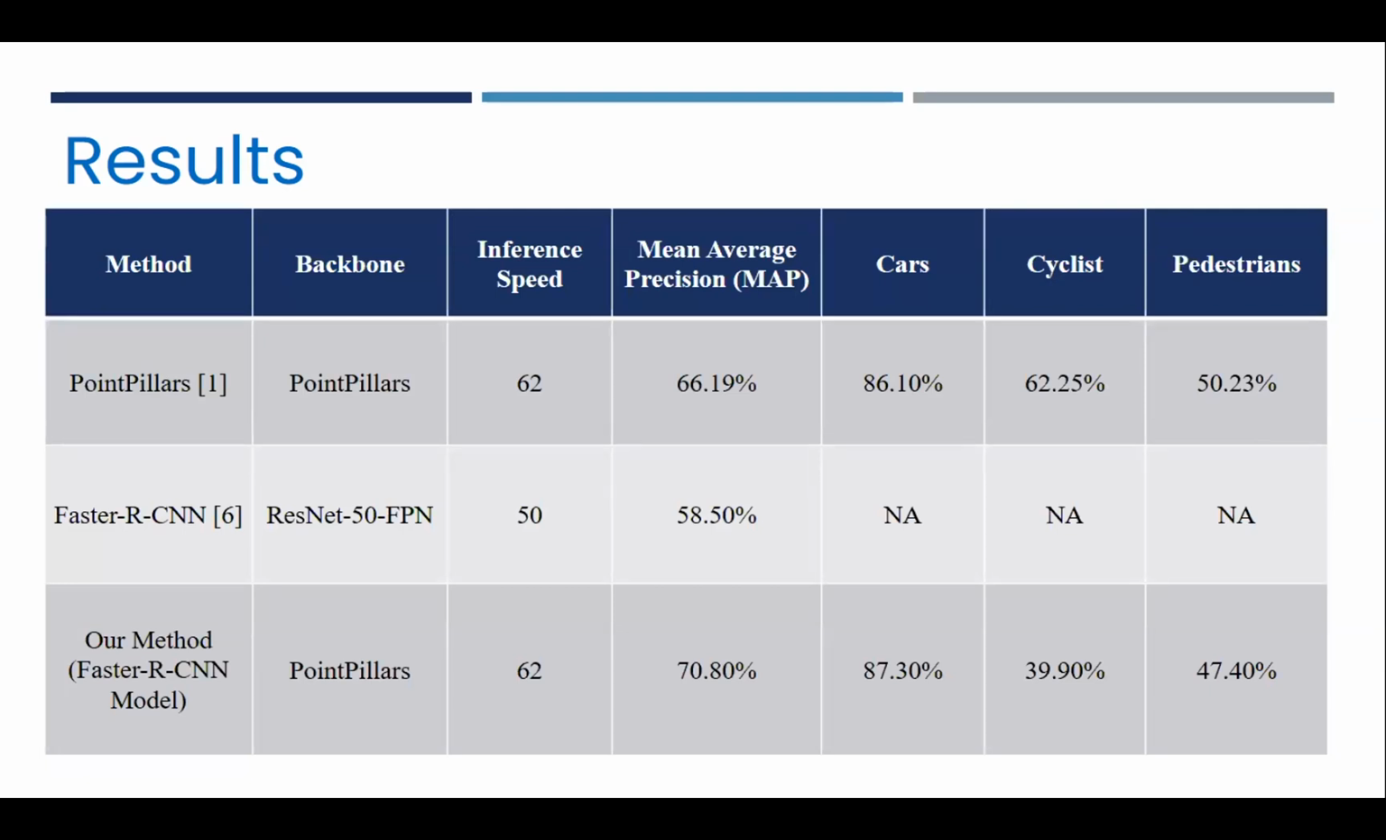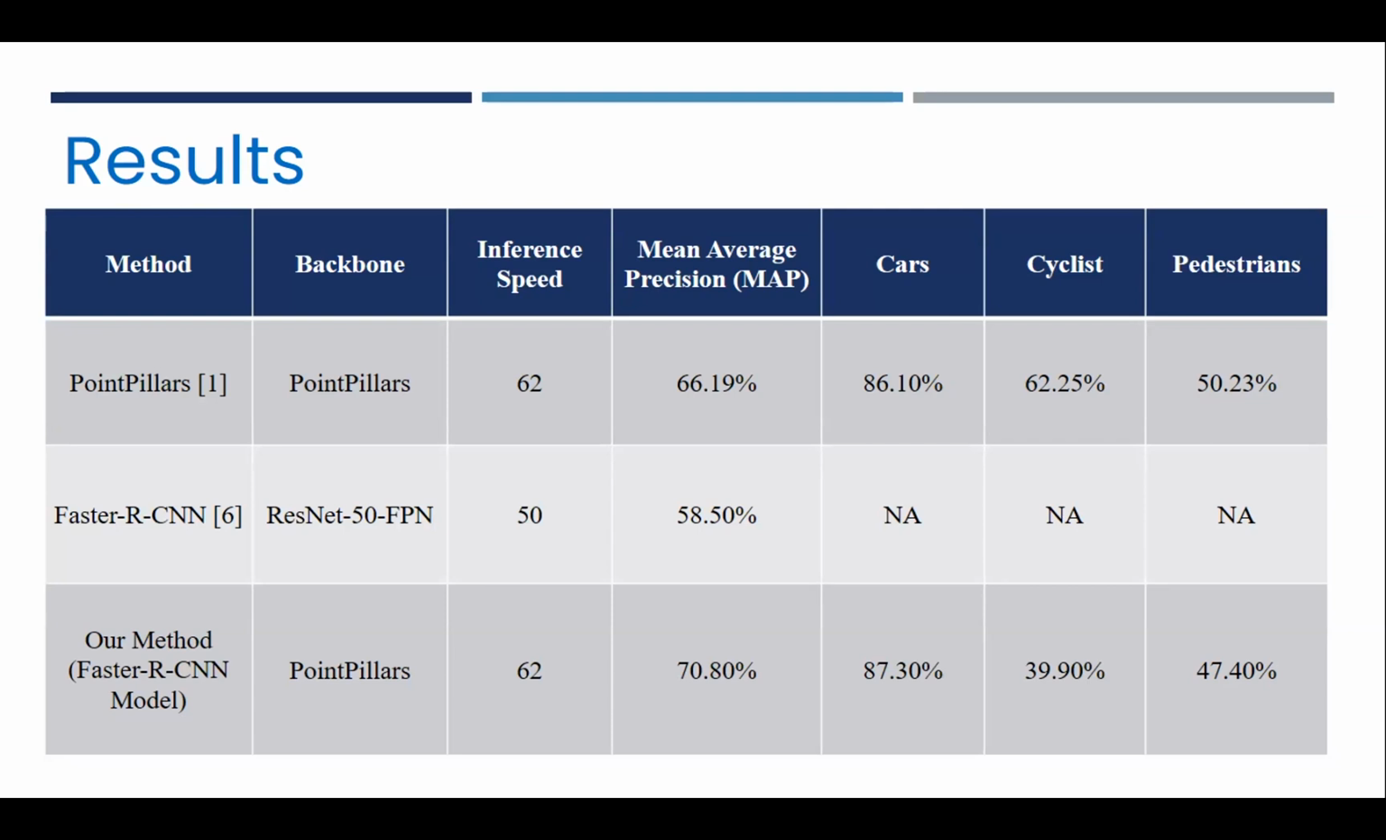Here we are comparing others' work versus our work. In the first row, we can see that when purely PointPillars is used, the mean average precision for all the classes combined was 66%. When purely the Faster RCNN method was used, the mean average precision was 58.50%. But when this hybrid method was used, the mean average precision increased by about 4%, that is, we got 70.80%.